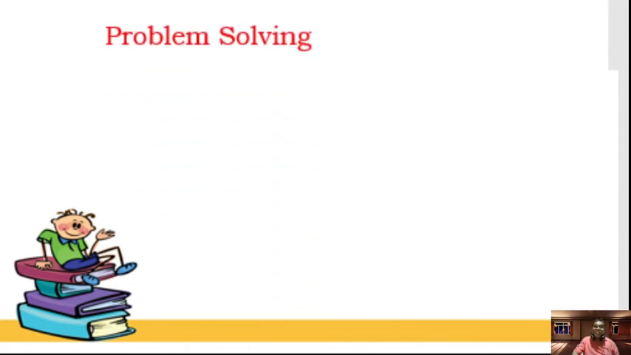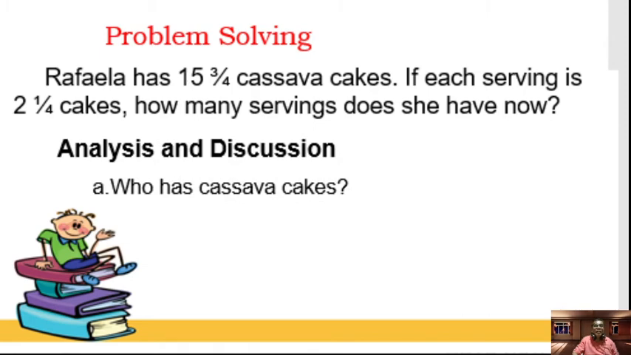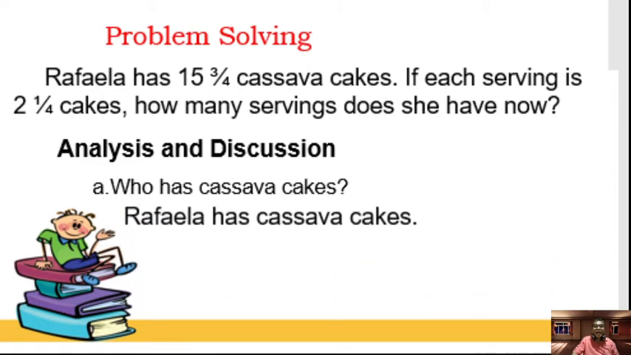Okay, for the problem solving, let's study this. So, Rafaela has 15 and 3/4 cassava cakes. If each serving is 2 and 1/4 cakes, how many servings does she have now? Okay, so let's analyze. Who has cassava cakes? Okay, so Rafaela has cassava cakes.